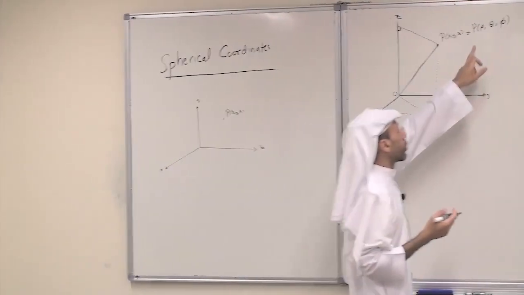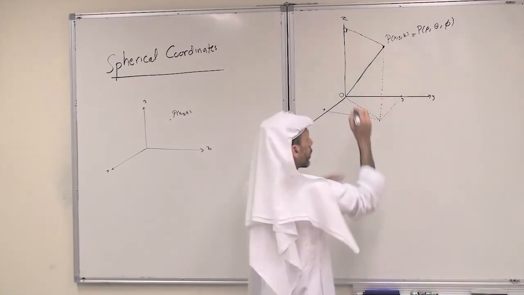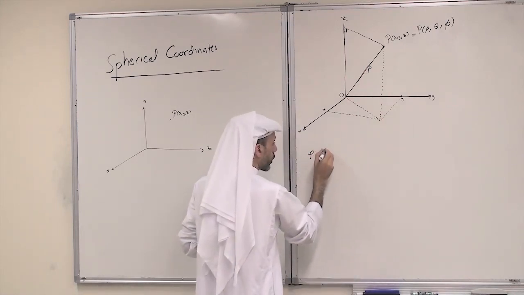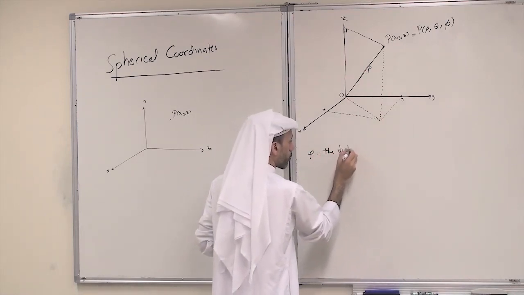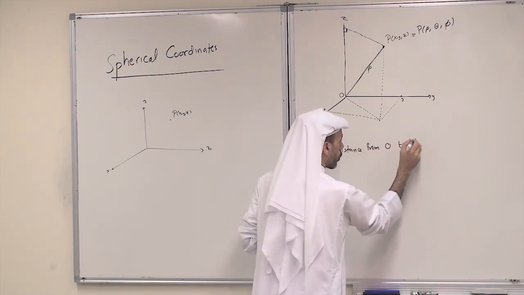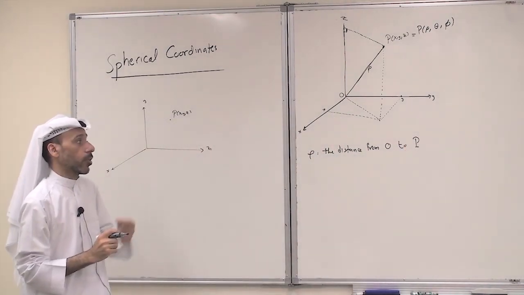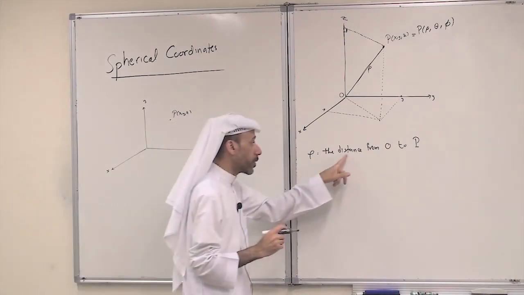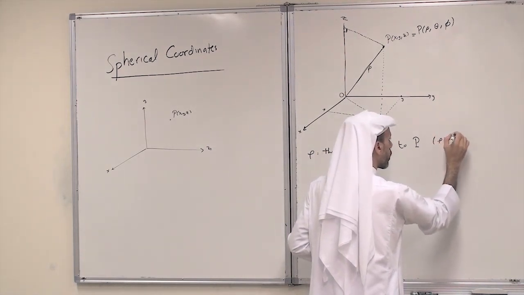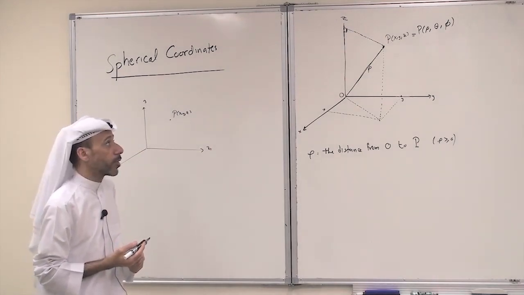What is rho? Rho is the distance from the origin to the point P. So this is rho, the distance from the origin to the point. This is the number rho, the first coordinate. And since rho is a distance, rho has to be greater than or equal to 0.